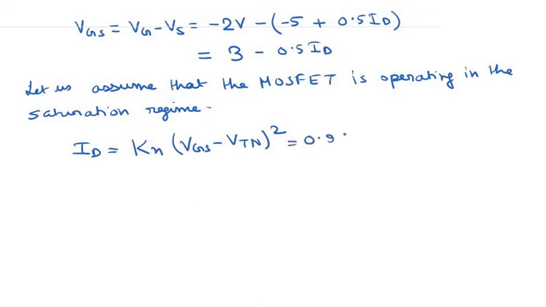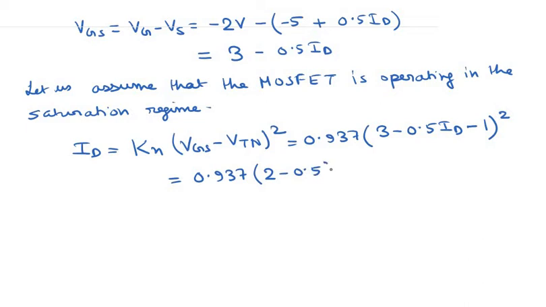So 0.937 into (VGS is 3 minus 0.5 ID, and VTN, as we discussed earlier, is given to be 1 volt) whole square. So this becomes equal to 0.937 into (2 minus 0.5 ID) whole square. Okay, so now we just break this quadratic equation.